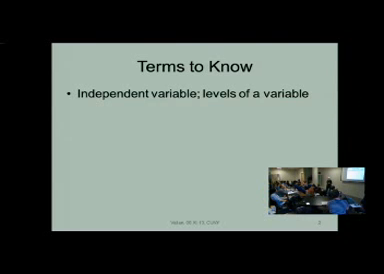All right, so I'm going to start off with terms to know that you may or may not already know. So the first term is independent variable and levels of a variable. So what is an independent variable? It's the variable you manipulate in the course of the experiment. Okay, do you have to manipulate it? Does an independent variable have to be a variable that you manipulate? No, it could be the kind of samples you choose. Okay, so it could be sex, for example, or race, or any one of a number of things. Ideally, in a true experiment, it's the variable that you manipulate the levels of.